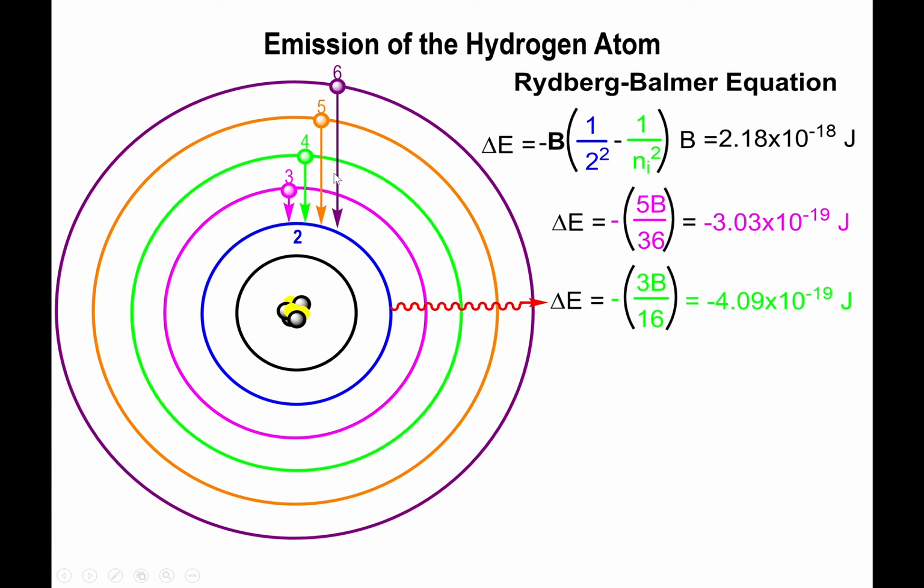Do the calculation for the decay from the fourth energy level to the second energy level. So n initial is 4, n final is 2.